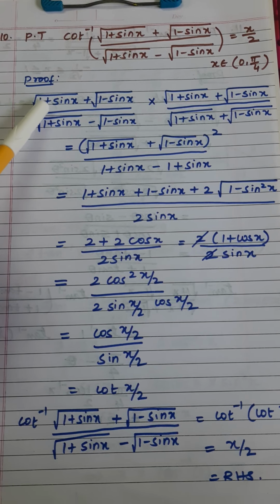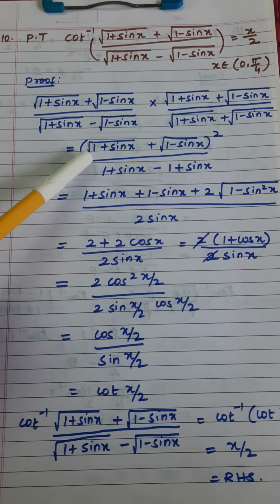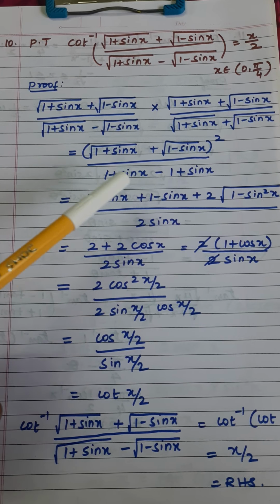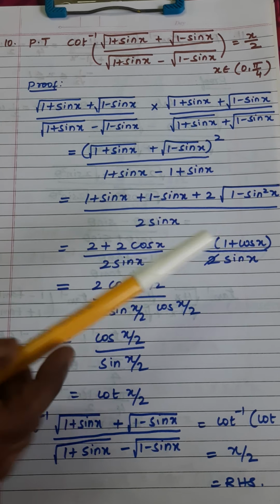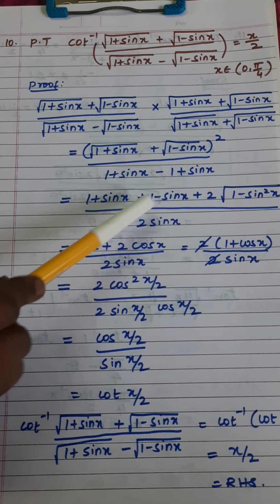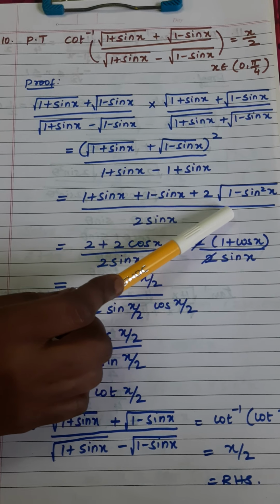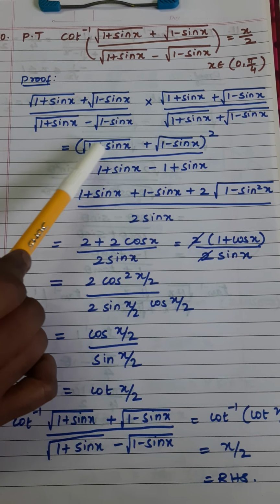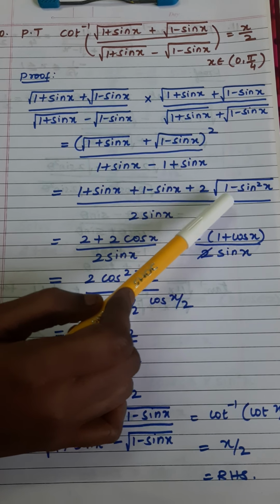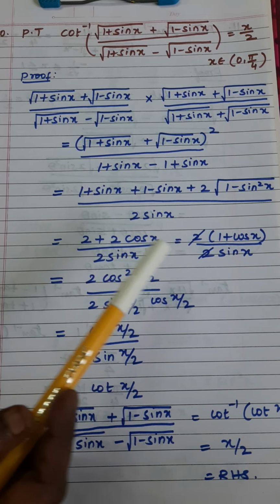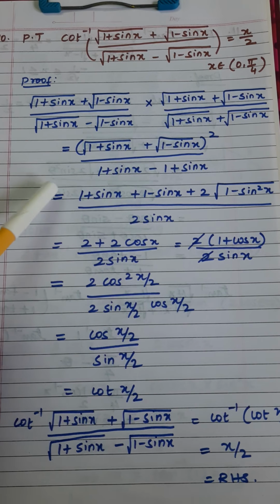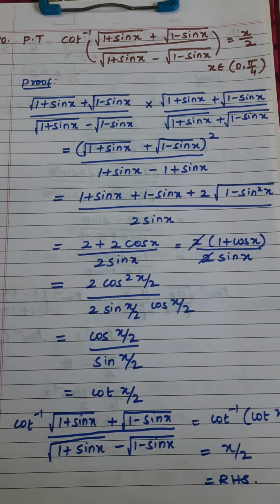Now this is of the form (a plus b) into (a plus b), so (a plus b) the whole square. Denominator is (a minus b) into (a plus b), so the formula is a square minus b square. Now numerator (a plus b) the whole square, so a square plus b square plus 2ab. ab is nothing but root of 1 plus sin x into root of 1 minus sin x. When you multiply these two, you will get root of 1 minus sin square x. And we know that 1 minus sin square x is cos square x. Root of cos square x is cos x.